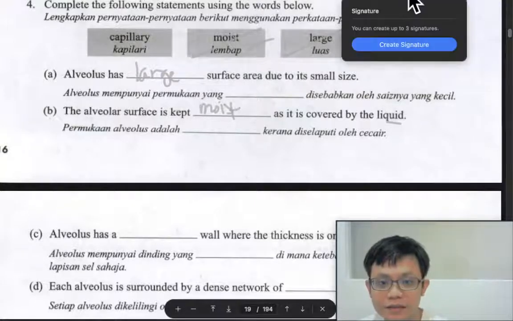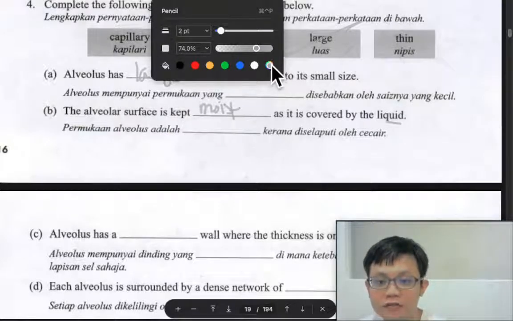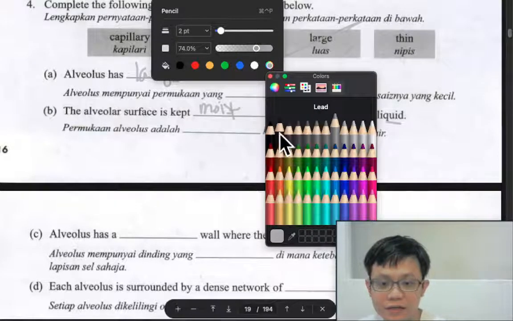I shouldn't use this pencil, I cannot see anything. But there is no other pencil for me to use. All is the same color.